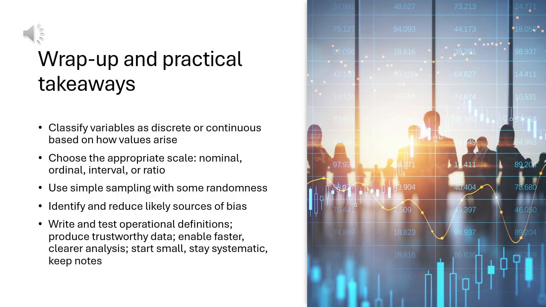To summarize, classify variables as discrete or continuous by how values arise. Choose the right scale, nominal, ordinal, interval, or ratio. Select a simple sampling method that includes some randomness. Name and reduce likely sources of bias. Finally, write clear operational definitions and test them.